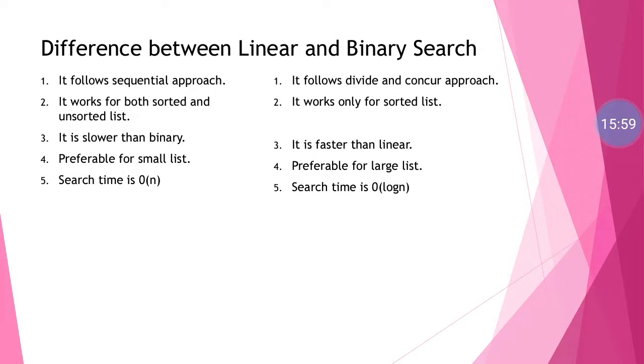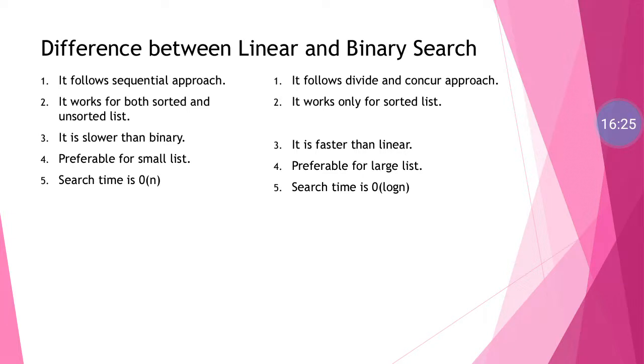Finally, coming to the last slide of this chapter, the difference between linear and binary search. Linear search follows a sequential approach, we have already seen. Binary search follows the divide and conquer approach. Conquer spelling is wrong, apologies for the same. And as we have seen, linear search works for both sorted as well as unsorted lists, but binary search works only for a sorted list.